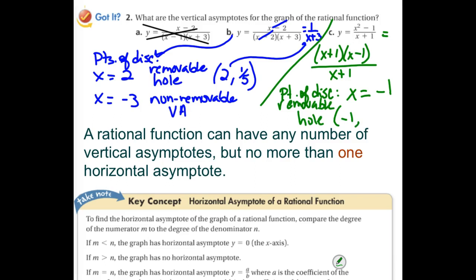And the hole would happen when x is -1 and y is what? So picture reducing it out. We just have y equals x minus 1. If we put a -1 in here, we get -2. That would be the y-coordinate.